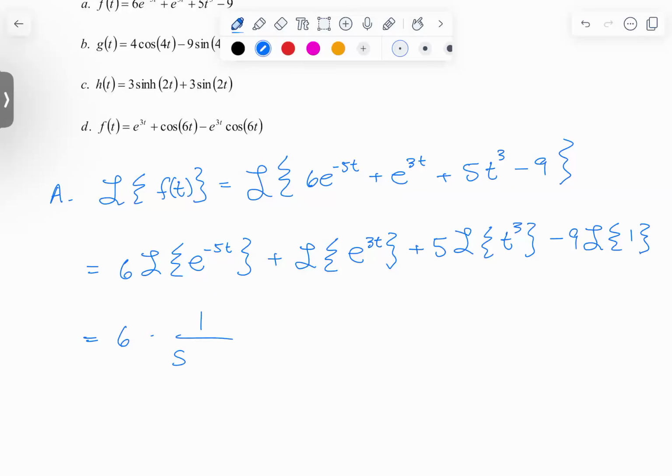Okay, so this becomes 1 over s minus -5. So this is number 2. We'll just identify number 2, 3, and this is number 1. Plus 1 all over s minus 3 plus 5 times 3 factorial all over s to the 3 plus 1 minus 9 times 1 over s. Now the big thing, the hardest thing maybe about Laplace transforms is what variable are we using?